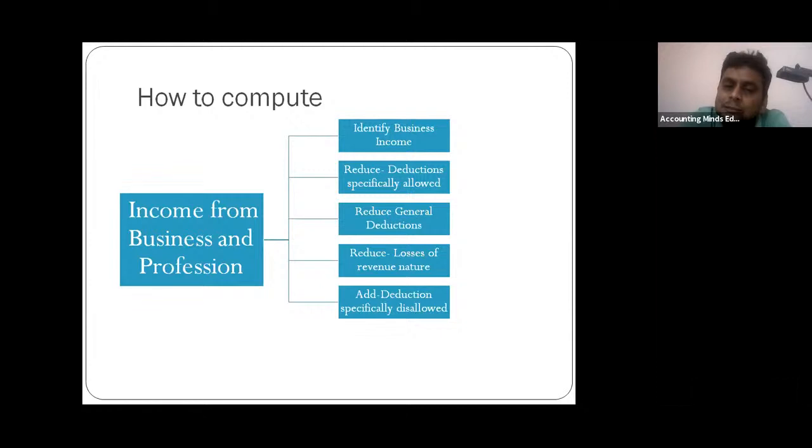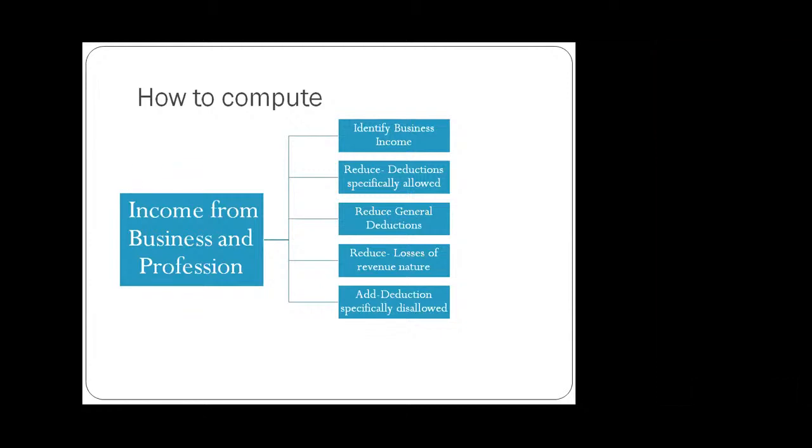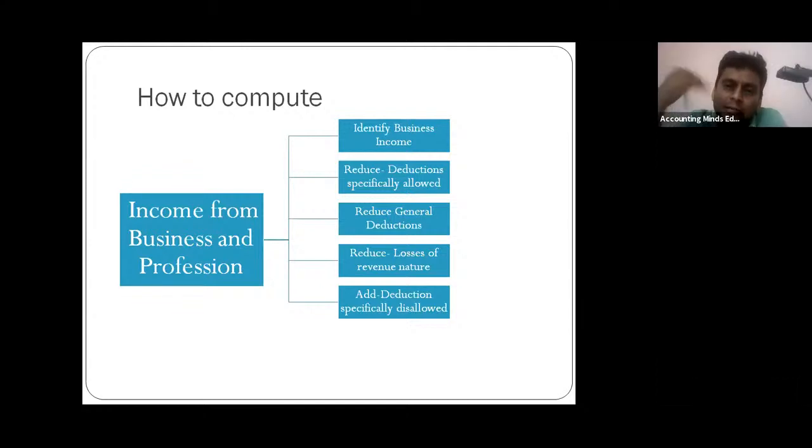Does it make sense? Yes, sir. These are expenses which are specifically disallowed. These must be added. Okay. Then there are certain deemed incomes. If there is any deemed income, that also must be considered.